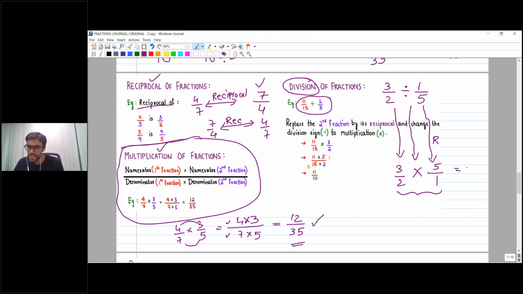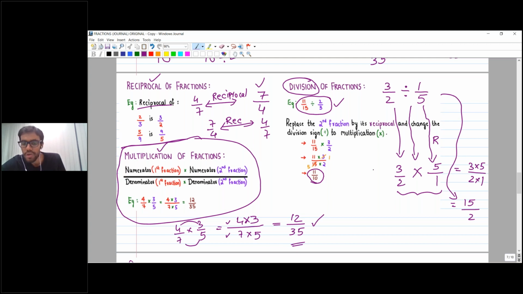So 3 by 2 into 5 by 1 is 3 into 5 divided by 2 into 1. 3 into 5 is 15, and 2 into 1 is 2. So 15 by 2 is the answer for 3 by 2 divided by 1 by 5. Now take this example, 11 by 15 divided by 2 by 3. Do this example on your own, and you will understand how to divide two fractions. The final answer should be 11 by 10.